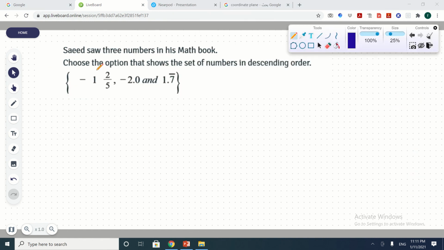Let's look at this exercise. It says Saeed saw 3 numbers in his math book. Choose the option that shows the set of numbers in descending order. Descending means from the greatest to the smallest number. Here in decimal we will keep it. Here in decimal we will keep it. But here we will change it to decimal. This is the first step. Let's look here. I have the number -1 and 2 over 5.